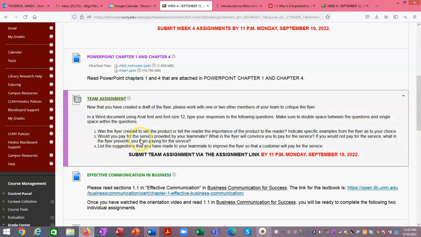Number 2, would you pay for the service provided by your teammate? What in the flyer will convince you to pay for the service? If you would not pay for the service, what in the flyer prevents you from paying for the service? Again, we're not looking at the flyer, we're looking at the draft, the text of the flyer, because it's the text that's important. Number 3, list the suggestions that you have made to your teammate to improve the flyer so that a customer will pay for the service.